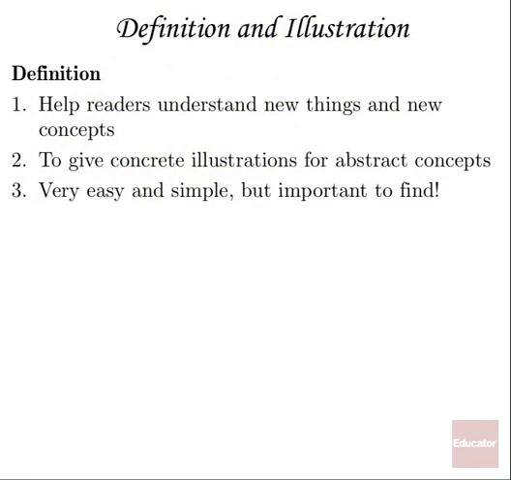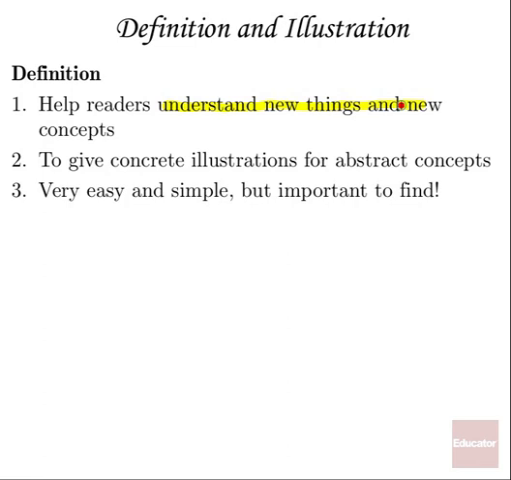Now to the other type, which is definition and illustration. Well, first off, a definition is something like saying, a mammal is a creature that lives in the ocean and breathes oxygen. An illustration of a marine mammal is a dolphin. So that's a difference between a definition and an illustration.